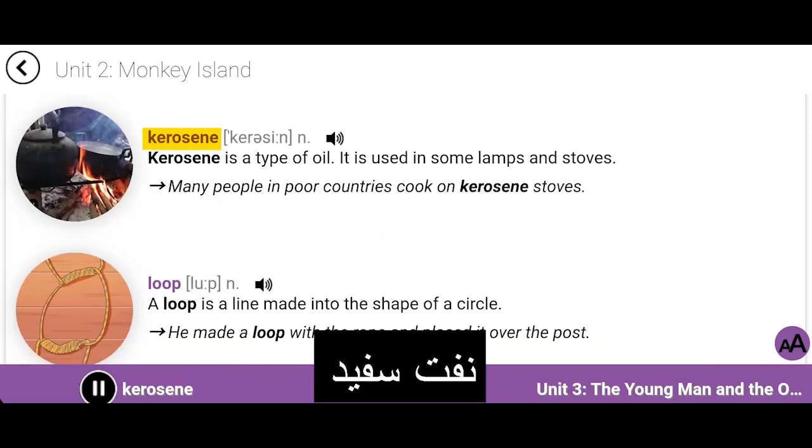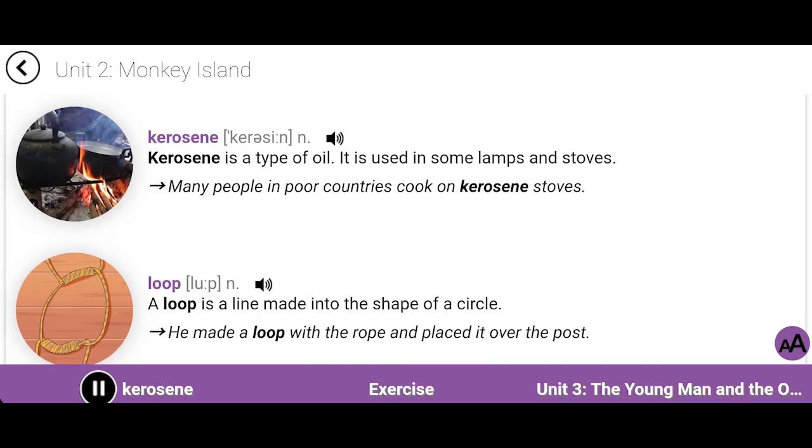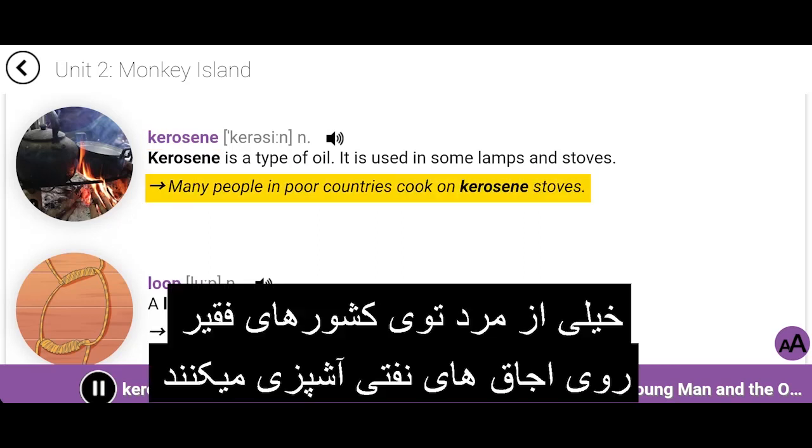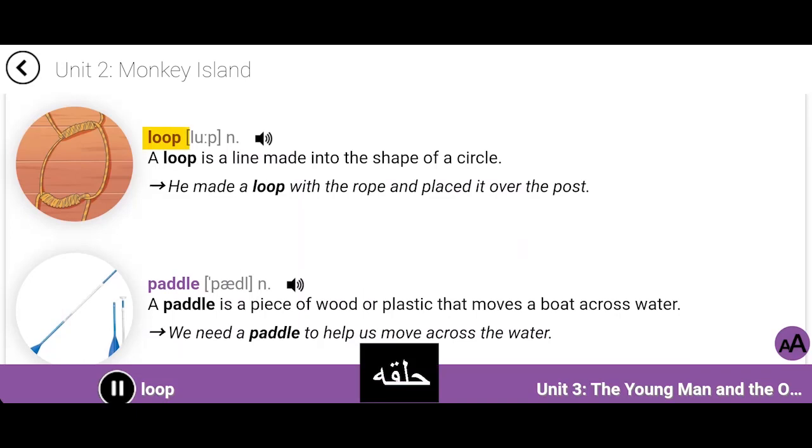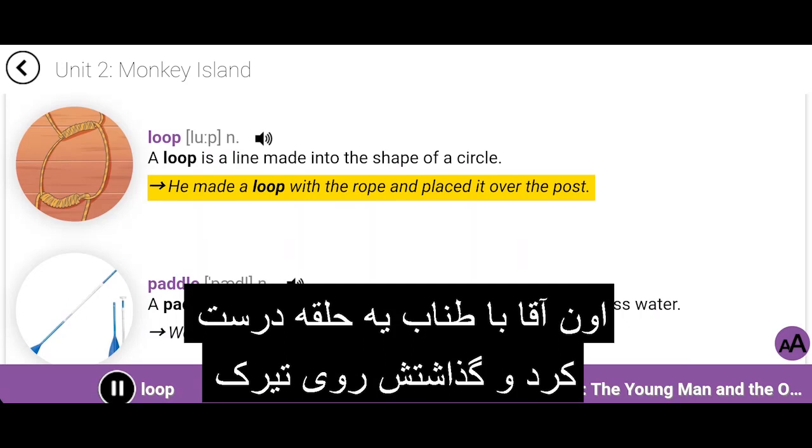Kerosene. Kerosene is a type of oil. It is used in some lamps and stoves. Many people in poor countries cook on kerosene stoves. Loop. A loop is a line made into the shape of a circle. He made a loop with the rope and placed it over the post.